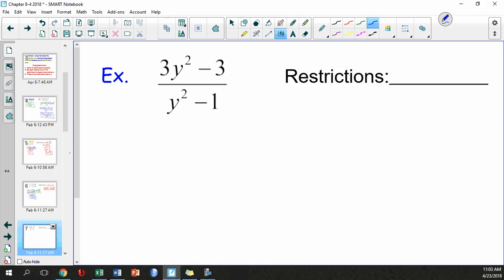Okay, step 1. Do I have any negative exponents? I do not. So step 2, what's it say to do? Factor the numerator completely, so I'm looking for GCFs. Do I have a GCF? I have a 3 that I need to pull out. So if I pull out a 3, what am I left with on top? Y squared minus 1 all over y squared minus 1.